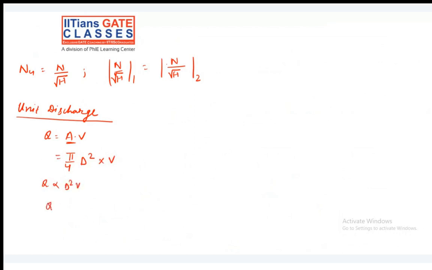And can I summarize that Q is directly proportional to V? Yes. And we have seen that V is directly proportional to the square root of H. So can I say that Q is directly proportional to the square root of H? So in order to convert it into unit quantities, again what I can say is that Q upon square root of H has to remain constant.